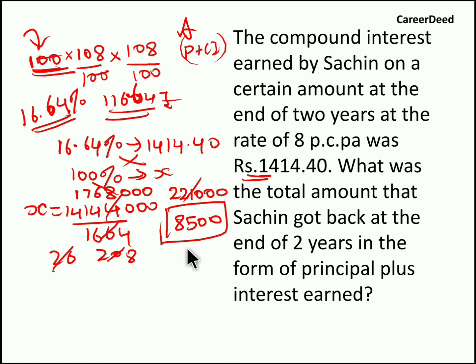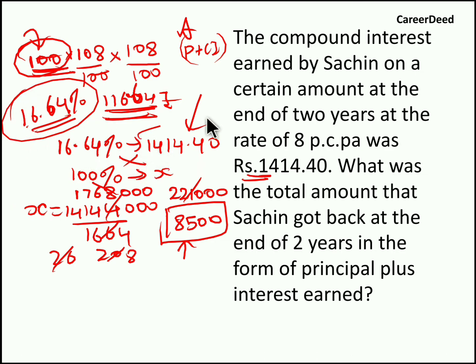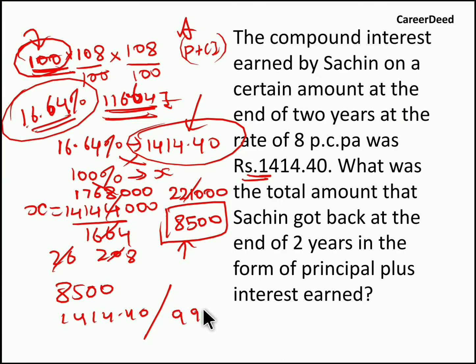So 8500 is nothing but the 100%, that is the amount he borrowed. Along with this 8,500 rupees, he has to settle the compound interest also, because he has to return how much? 116.64%. So this 8,500 rupees is 100%. So the 16.64% is 1414.40 rupees. So the total amount is 116.64%, which is 8500 plus 1414.40. When you sum it, you will get 9914.40 rupees. Now at the end of 2 years, the principal plus interest he earned is 9914.40.